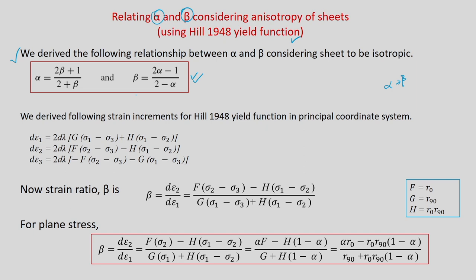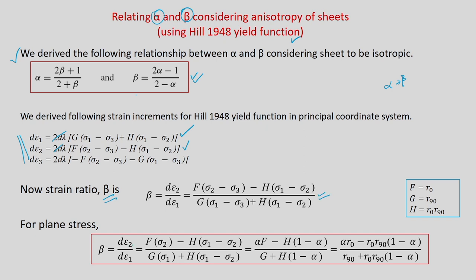Now for the Hill 1948 yield function, in the principal coordinate system, we derived these three just now, d epsilon 1, 2 and 3. We are going to use them. What is beta here? Beta is nothing but the strain ratio, epsilon 2 by epsilon 1, right? So, this divided by this. The 2 d lambda will go off. So, f into sigma 2 minus sigma 3 minus h into sigma 1 minus sigma 2, divided by g into sigma 1 minus sigma 3 and sigma 1 minus sigma 2. Fair enough.